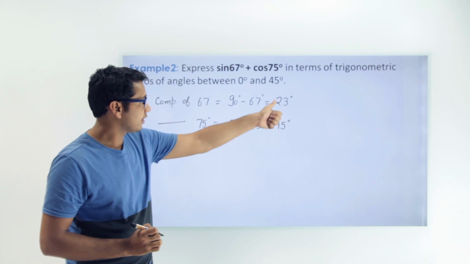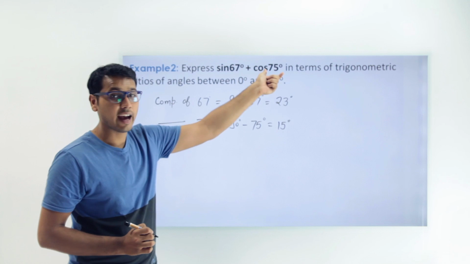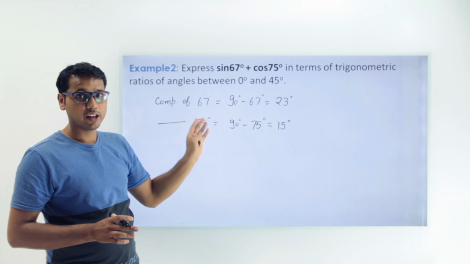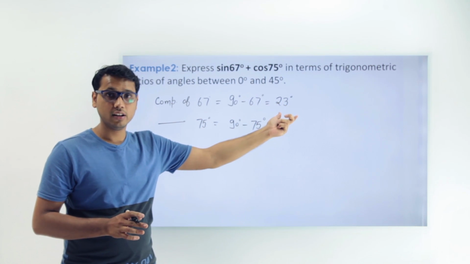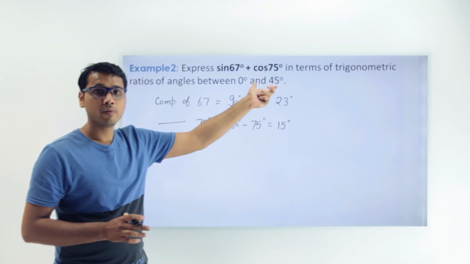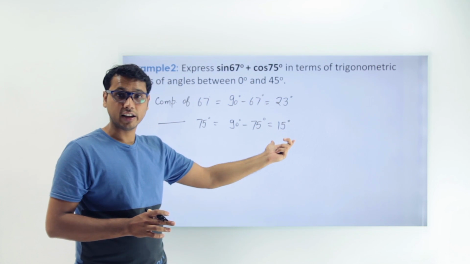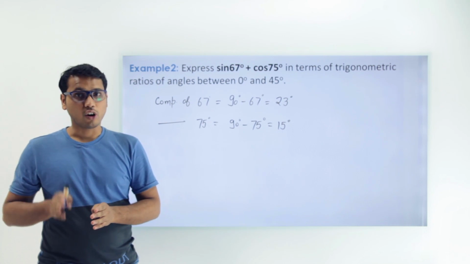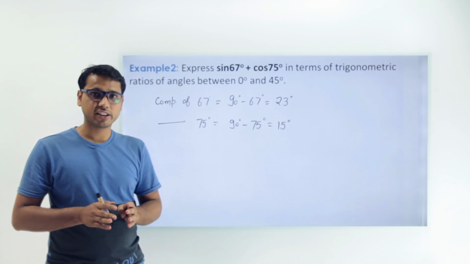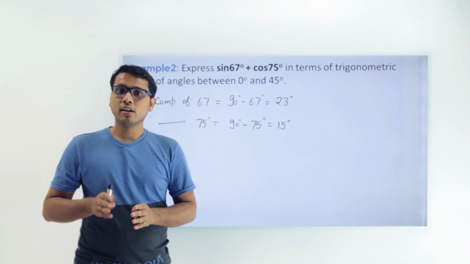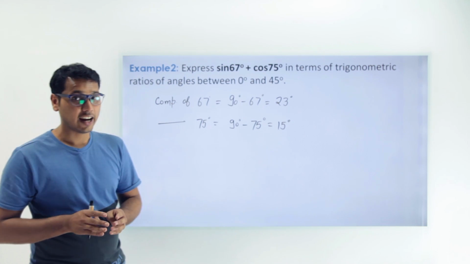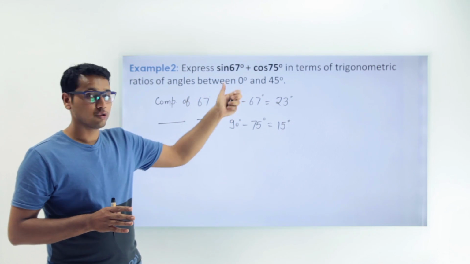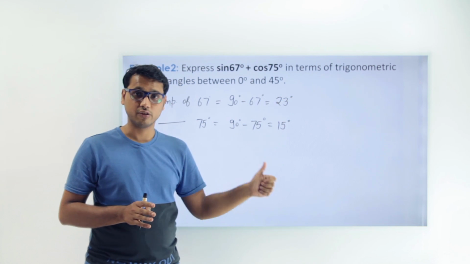Now since we had calculated the complementary angles of both these angles, we can write the sine term as sine of 90 minus its complementary angle, and we can write this cos term as cos of 90 minus its complementary angle. Why are we doing it? Because the complementary trigonometric function of any trigonometric function can be written for that particular angle, and we can break this angle into 0 to 45 degrees. So let's see how we are going to do it.